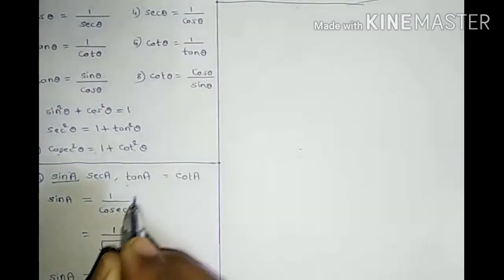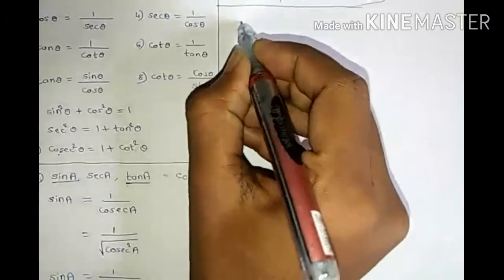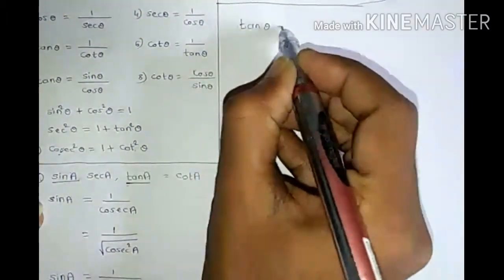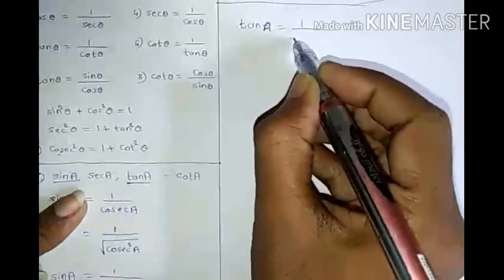Next we will take tan A. We can write tan A directly in the form of cot A as tan A equal to 1 by cot A.